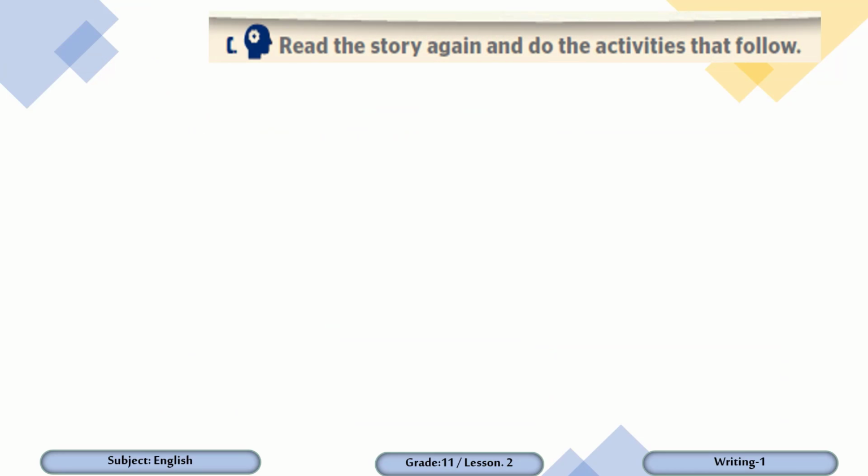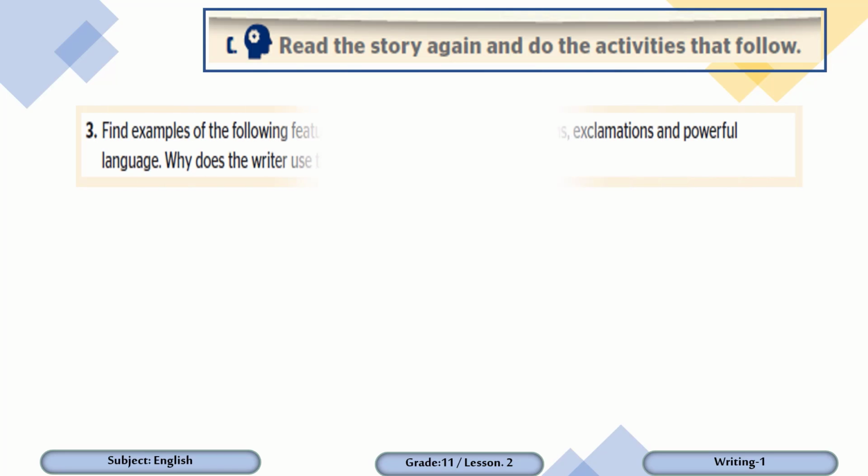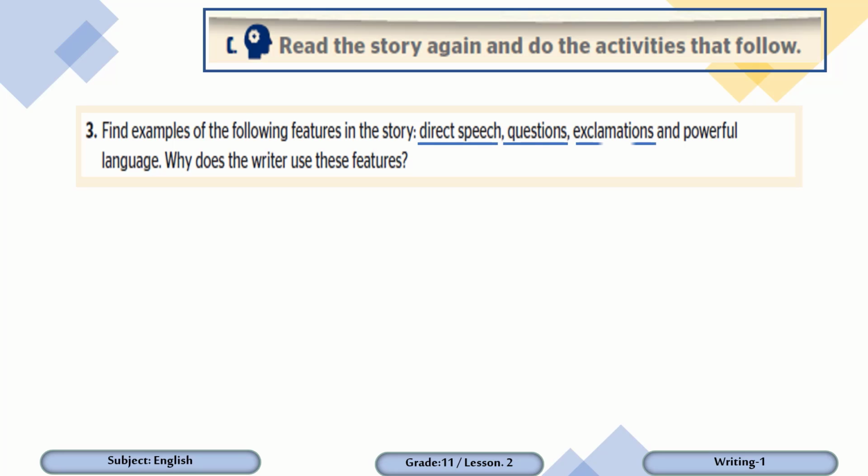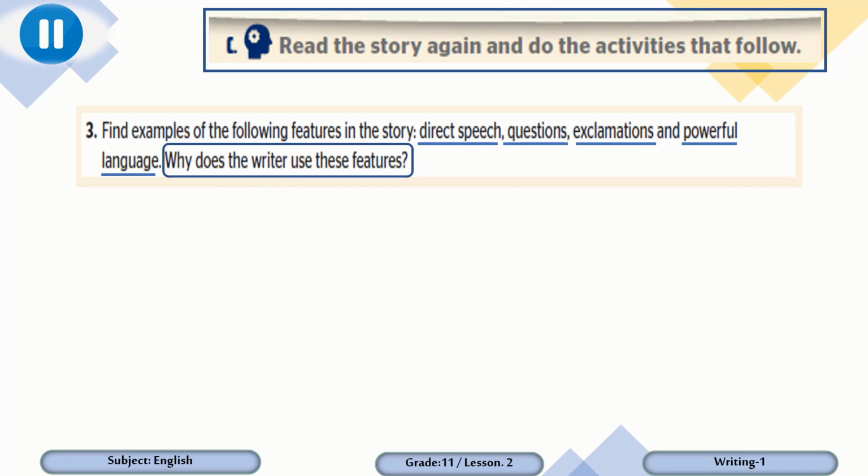Dear students, we are still in exercise C, number 3. Find examples of the following features in the story: direct speech, questions, exclamations, powerful language, and why does the writer use these features? So, please pause the video for some time. You need to find the following features, and you need to know why the writer uses each of them. Then play the video again in order to check your answers.